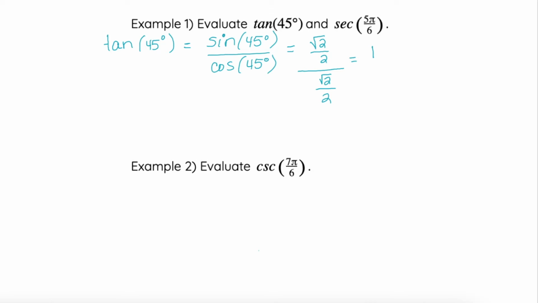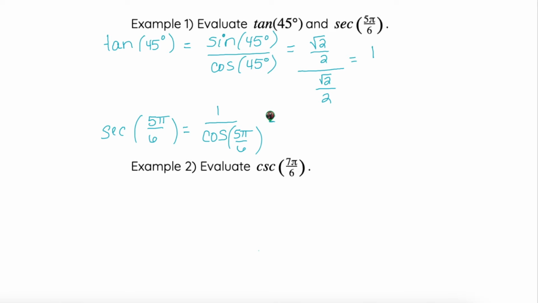When I'm thinking about secant of 5 pi over 6, we don't have secant on our sheet, right? We only have sine, cosine, and tangent. Even with our unit circle, we only talked about sine and cosine. But I do know that secant is the reciprocal of cosine. So 1 over cosine of 5 pi over 6. And we could utilize our unit circle.